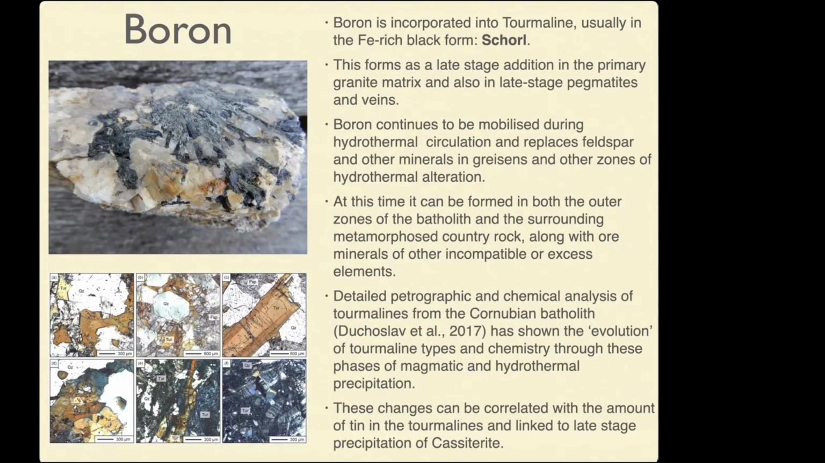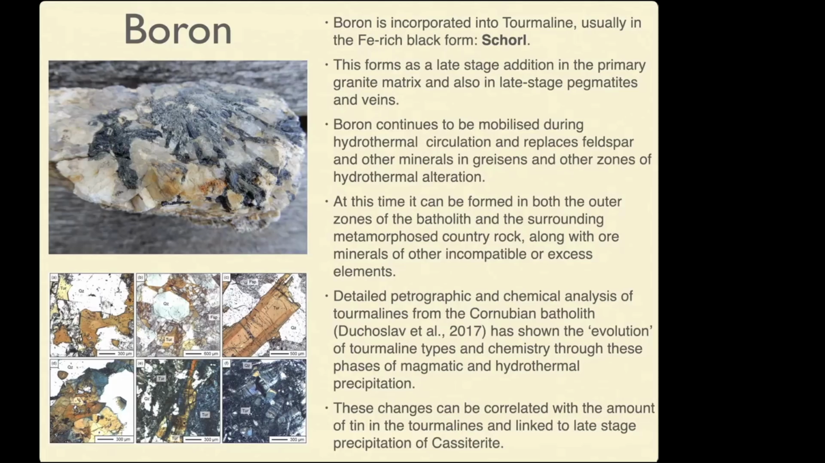Boron then carries on being mobilized during hydrothermal circulation and replaces feldspars and other minerals in what is called greisens and other zones of hydrothermal alteration. So when you've got very, very hot water, and I do mean very, very hot, like hundreds of degrees, then it can do all sorts of damage, but it can also carry the boron with it. So at this time, it can be formed in both the outer zones of the batholith itself, but also in the surrounding sediments, or the metamorphosed country rock, along with all those other ore minerals.